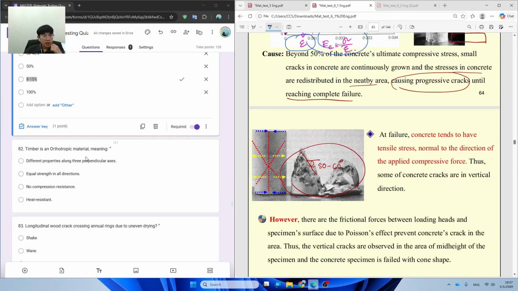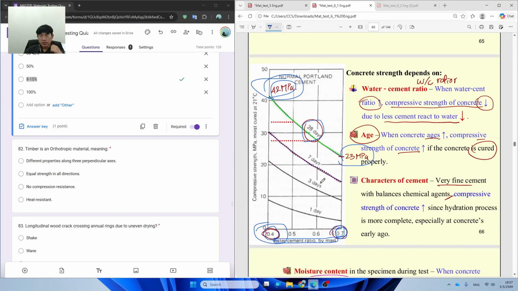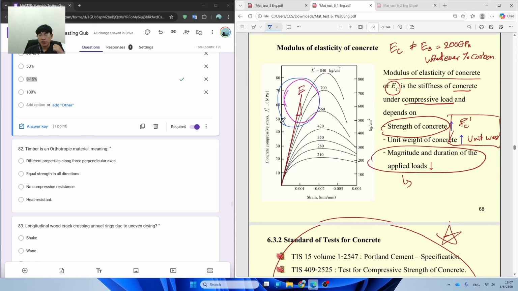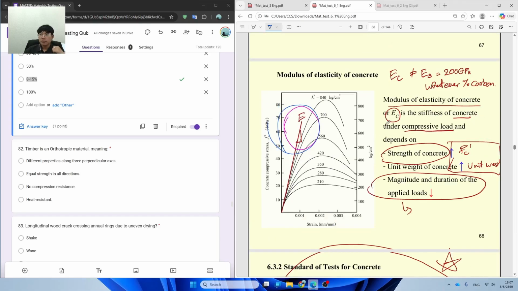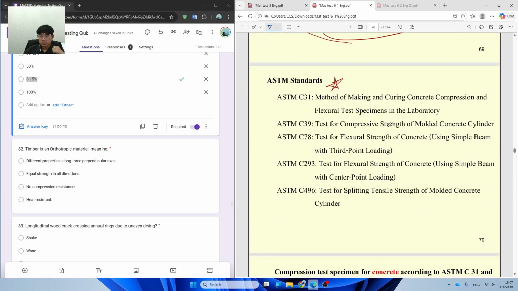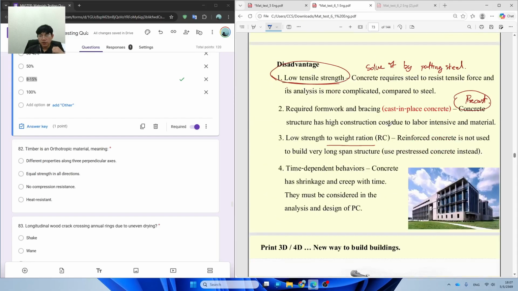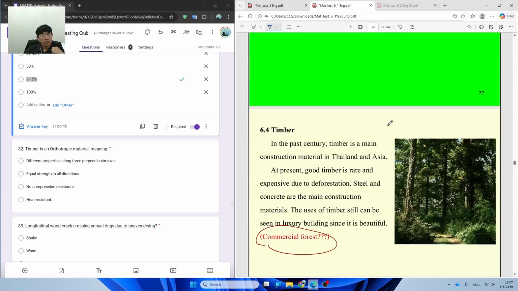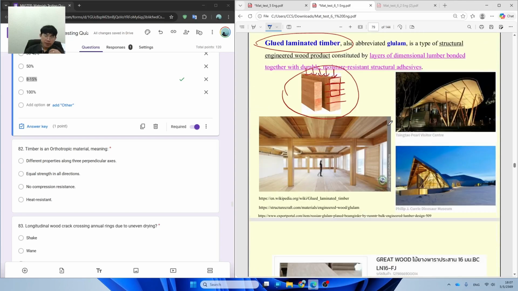So this one, I think we can skip it. We talk a lot about the concrete, so I like to skip it. And this one I already mentioned. Let's move to timbers.